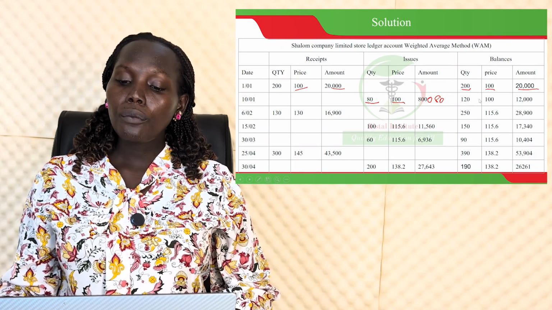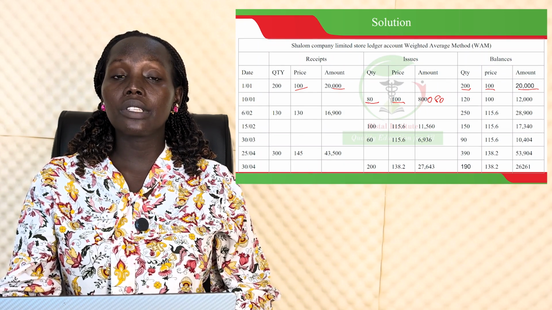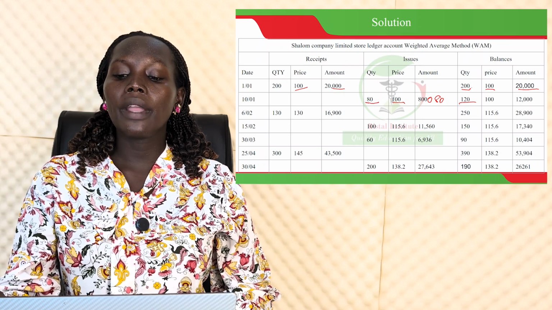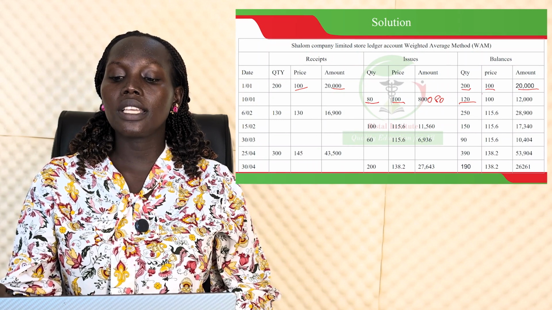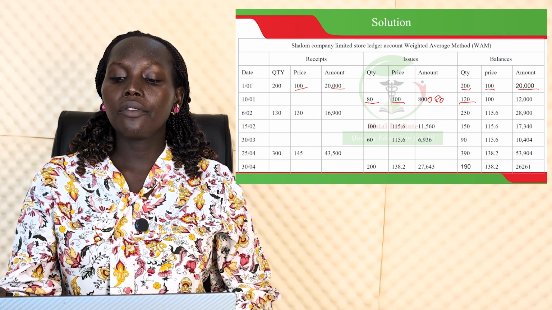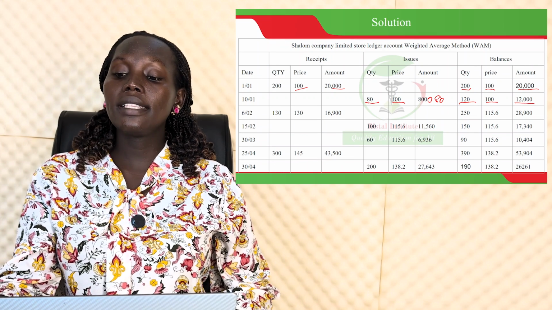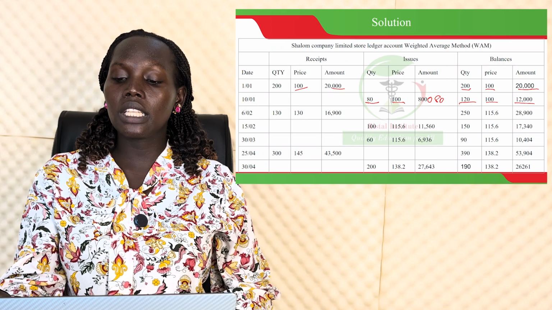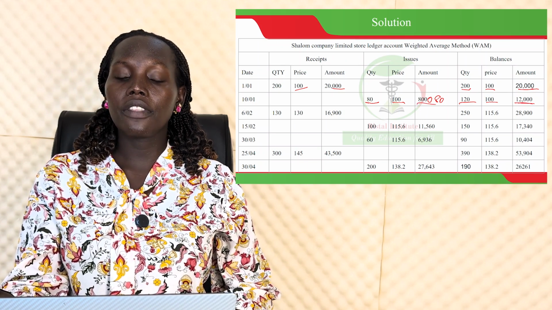So it means that the balance, we shall remain with 120. Where are we getting the 120? We had 200 minus the 80, which gives 120 at the price of 100. So when we multiply, we get 12,000. We want to get the balance of the amount, so you get this 20,000 minus the 8,000 to get the 12,000.